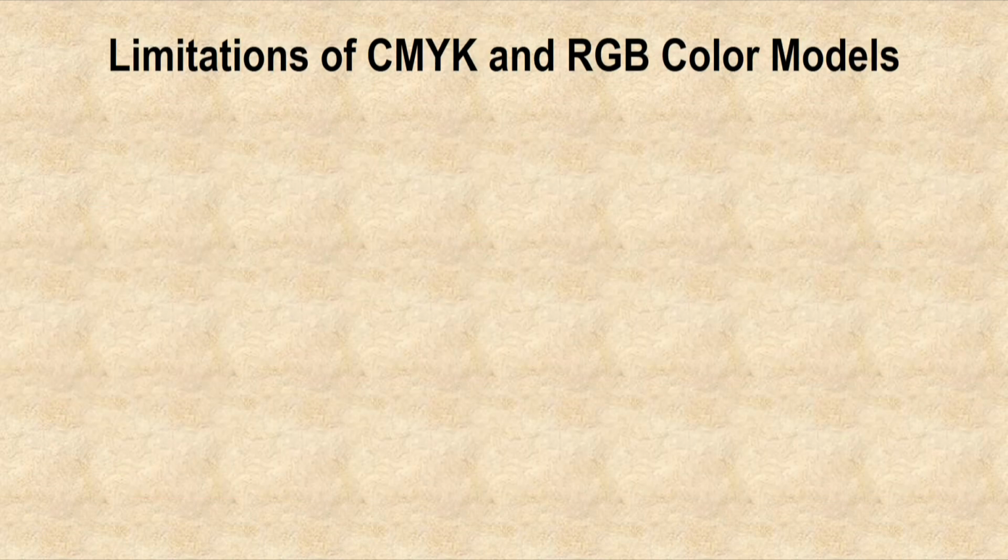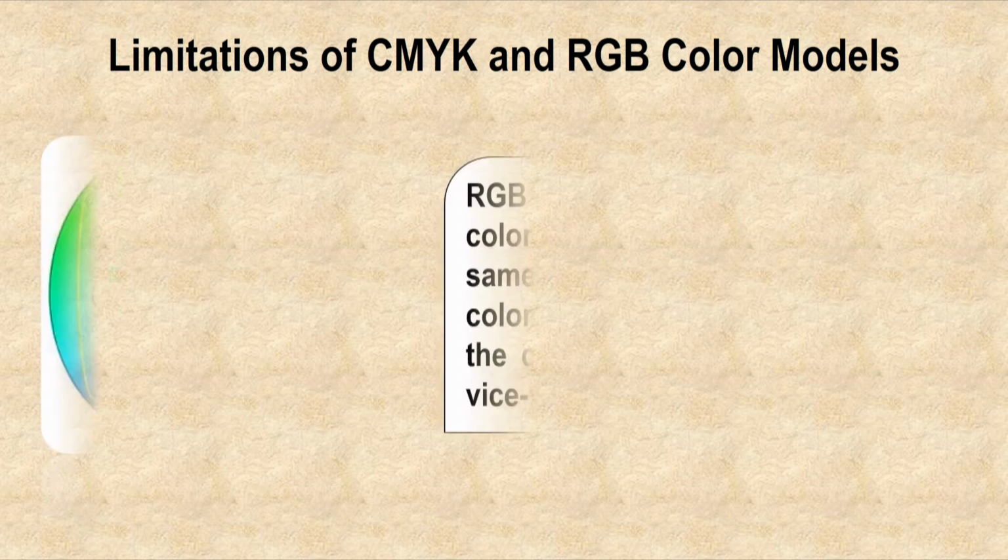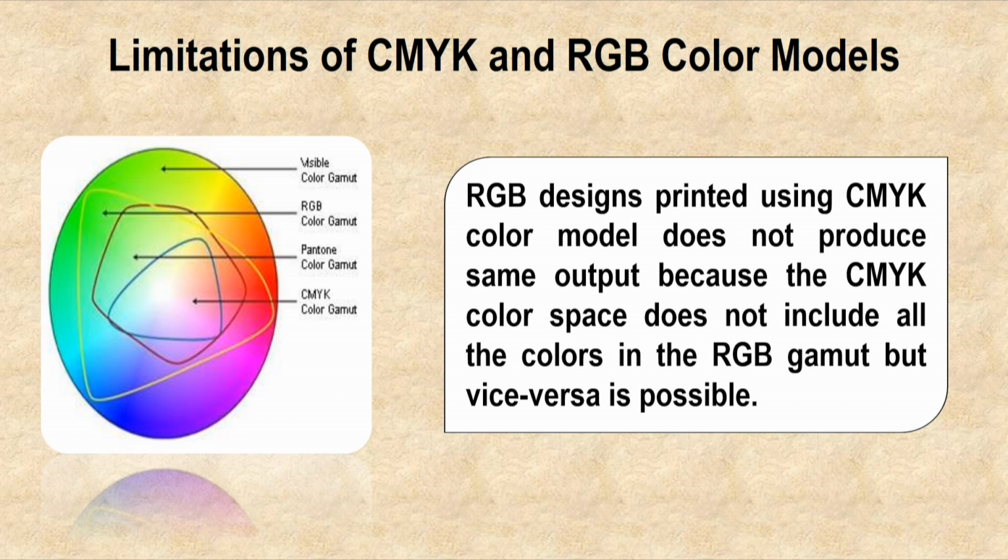So, there are certain limitations that come with the CMYK and RGB color models. RGB designs printed using the CMYK color model do not produce the same output because the CMYK color space does not include all the colors that are available in the RGB gamut, but vice versa is possible and we can work on that. In the given figure we can get an idea about the gamut of different color models like RGB and CMYK and other color models.